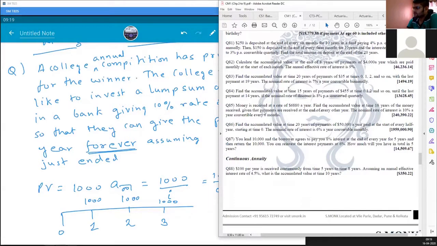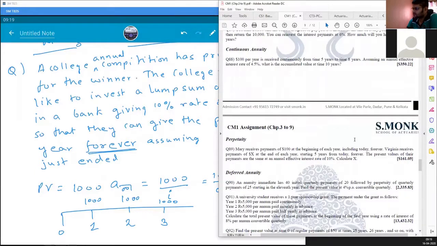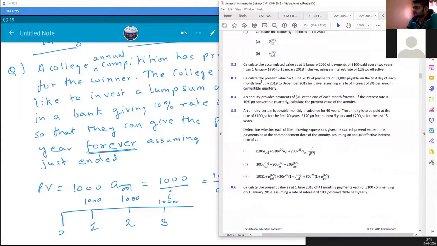Now this 8.4 question, यहाँ पे वैसे परपिचुटी का क्वेश्चन है, ये 8.9, that is homework, otherwise हाँ. This 8.4 question: an annuity provides payment of 40 at the end of each month forever. If the interest rate is 10% per annum convertible quarterly, calculate the present value of the annuity. So we are talking about forever. Start solving this. I'll be back in 2 minutes.